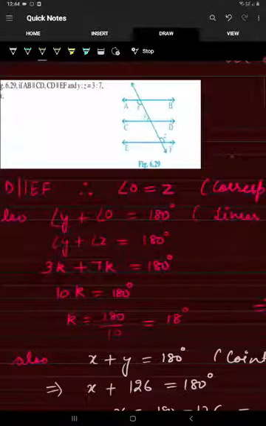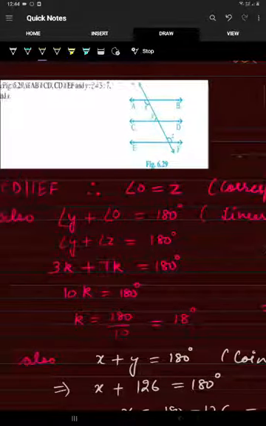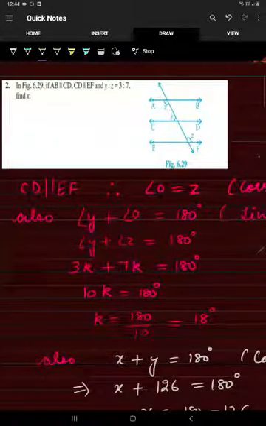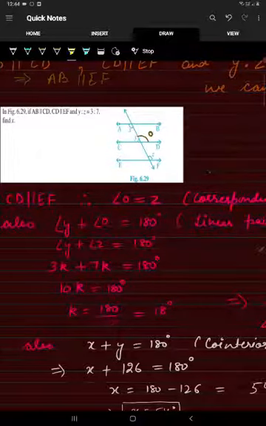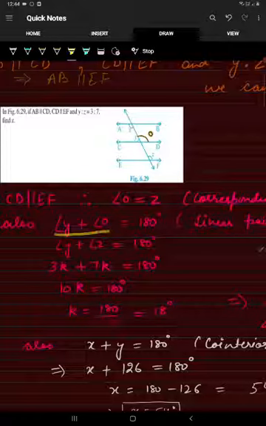And here we know that line CD is parallel to line EF. I have named this angle as angle O, and since CD is parallel to EF, angle O and angle Z are equal because these are corresponding angles. And here CD is a straight line, therefore angle Y plus angle O is 180 degree, again by linear pair.